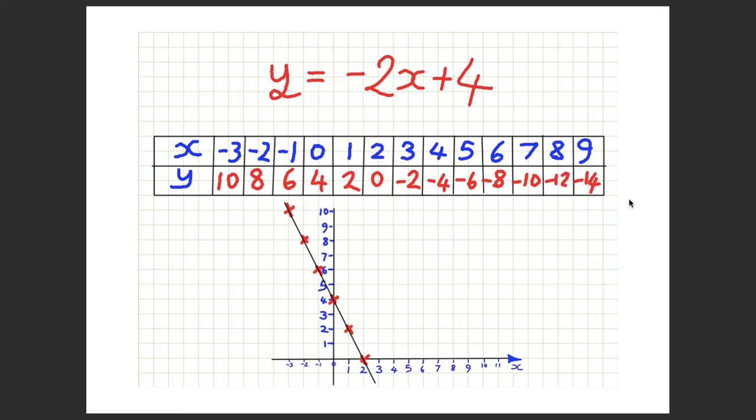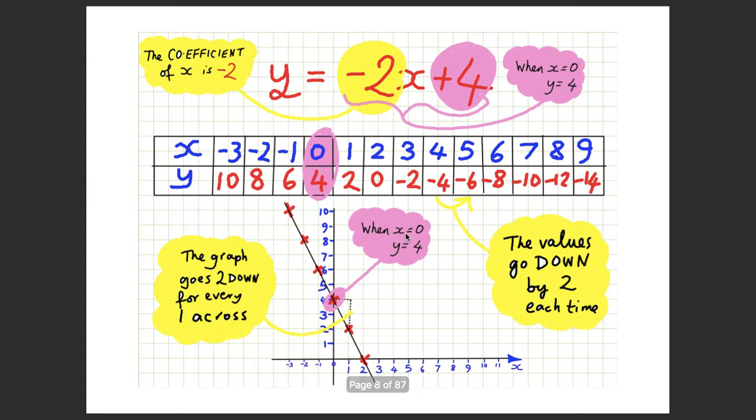And then here's another one. y equals minus 2x plus 4. So I had some x values. I made a table of y values calculated from the equation, and then I plotted the points. And then I noticed you had a minus 2 in the equation. It made the values in the graph go down by 2 every time. And then it made the graph itself go downwards from left to right. So for every 1 across, it was going down by 2. So that corresponds to the minus 2.